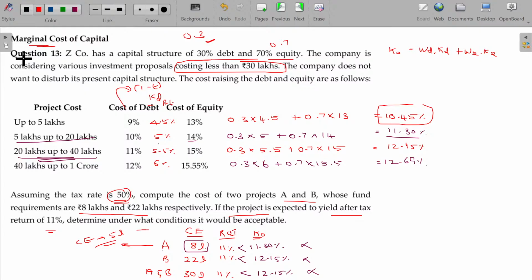We have the other method also, right? What's that other method? If I need only 8 lakhs, up to 5 lakhs I am getting the rate of 10.45. Another 3 lakhs, I can raise the fund from this block. If you understand that block, two ratios are there, right?